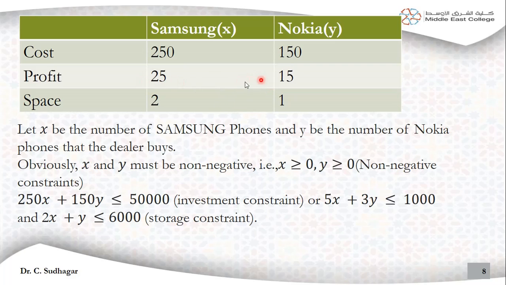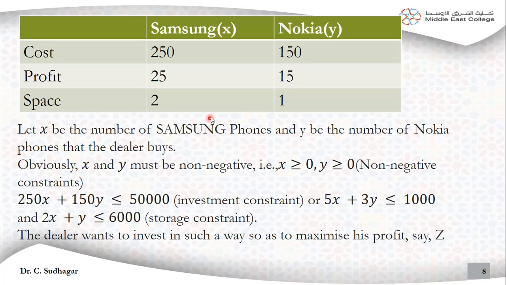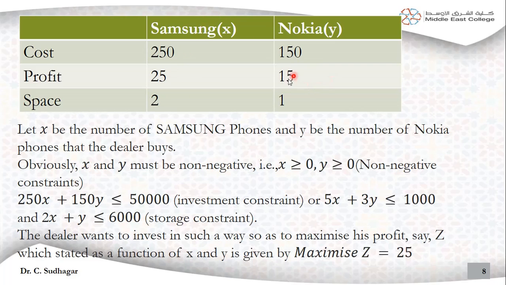Now let us come to the objective function. We bought X Samsung phones and Y Nokia phones. If we sell all of them, we get 25 real from each Samsung phone and 15 from each Nokia phone. So 25 into X is the profit from the Samsung phones, and 15Y is the profit from the Nokia phones. So the total profit of the company is 25X plus 15Y, and this should be maximized. So Z equals 25x plus 15y.